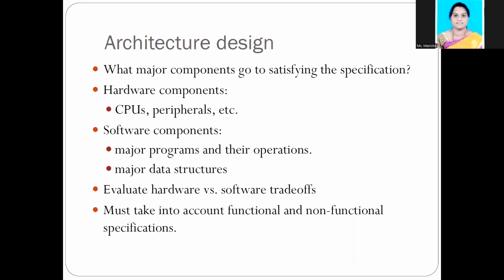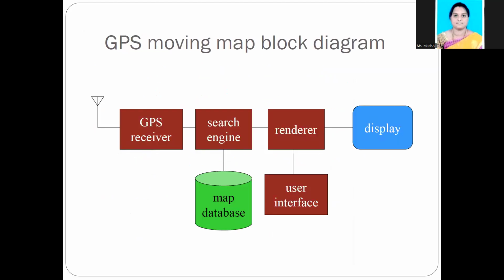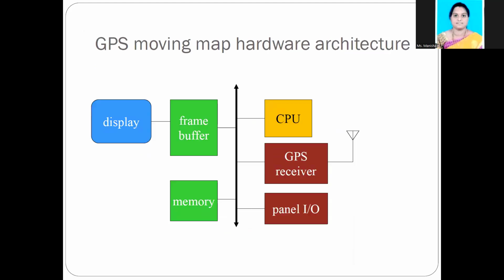So we come to architecture design. What major components go to satisfying the specification? Hardware components: CPU, peripherals. Software components: major programs and their operation. Evaluate the hardware. So when it comes to the GPS receiver, search engine, and render display, under the search engine it will be fetching from a map database, and if recorded, to a user database.